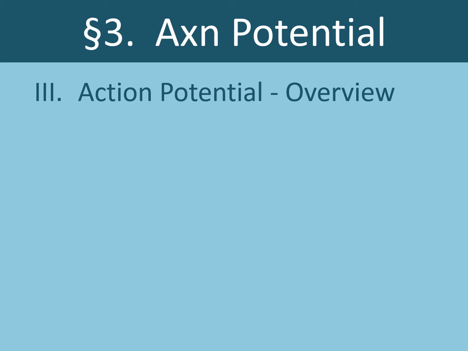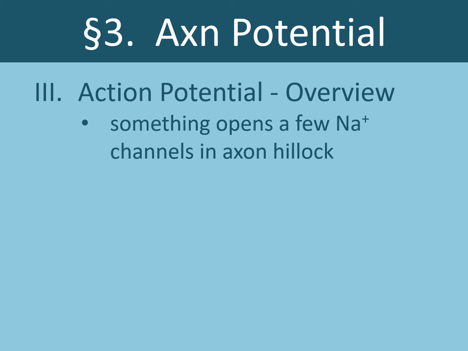Now I'd like to discuss an overview of the process of an action potential. In subsequent slides, we'll go over more details of each of these steps. An action potential begins in a resting neuron, where something opens a few sodium channels in an axon hillock. Recall that an axon hillock was the region where the axon meets the soma or cell body of a neuron. So a few of these ion channels are opened up. Because sodium's in a high concentration outside the cell, sodium's going to flow into the cell by diffusion.